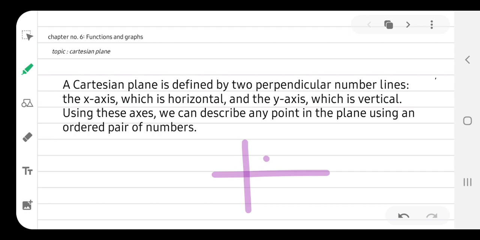It can lie over here or in this quadrant or in this quadrant. So by using the Cartesian number line system, we can determine the position of that point in the plane like this. Now we will understand this concept with the help of the figure.